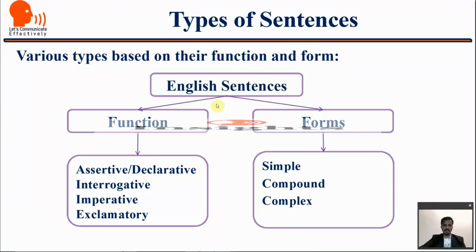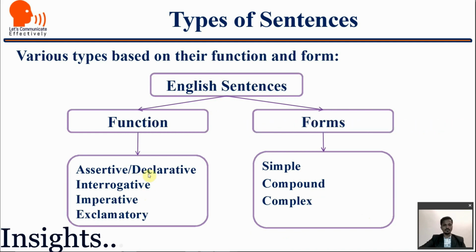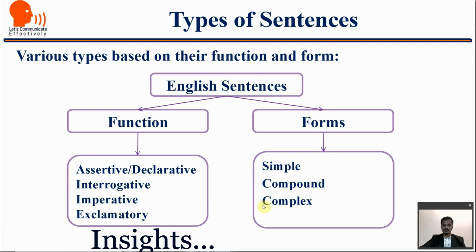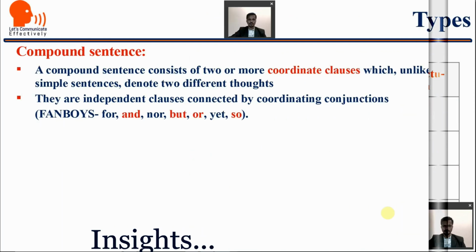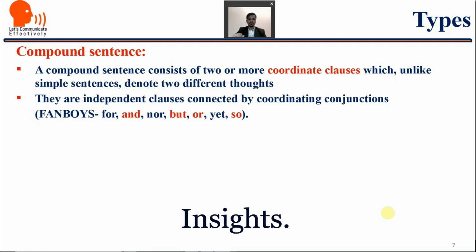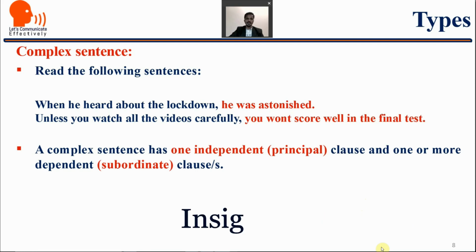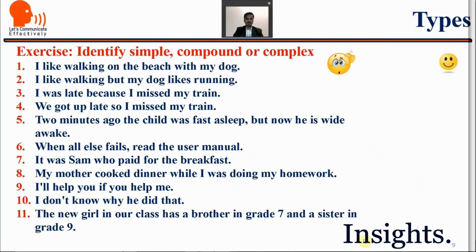So this is how the division is done. English sentences based on their function have various types like assertive or declarative, interrogative, imperative, exclamatory; simple, compound and complex based on their forms. So two independent clauses, two independent thoughts are connected with the help of those fanboys conjunctions. It becomes a compound sentence. A complex sentence has one independent clause, which is known as the principal clause, and one or more dependent clauses, which are known as subordinate clauses. Practice. So solve this exercise, have a paper and pen and be ready with your answers.